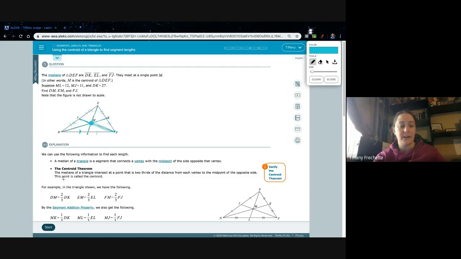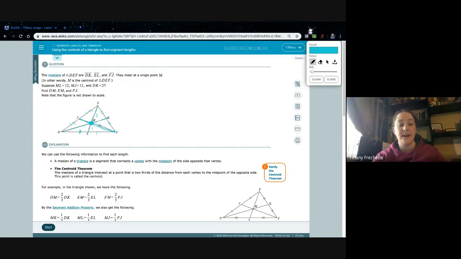The centroid theorem: the medians of a triangle intersect at a point that is 2/3 the distance from each vertex to the midpoint of the opposite side. That is called the centroid. So what it means is it divides it up. So if, for instance, the whole length of this one is 3, then this would be 1 and this would be 2. 1 plus 2 gives me 3. So this is 1/3, this is 2/3. So the longer lengths are 2/3, the shorter lengths are 1/3.